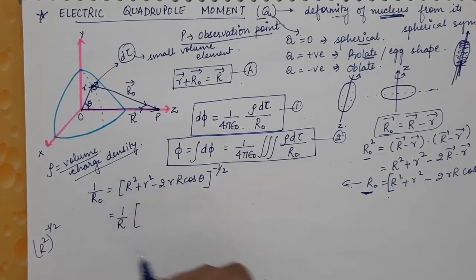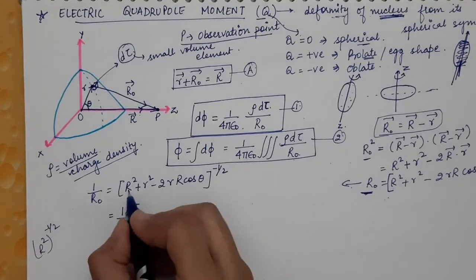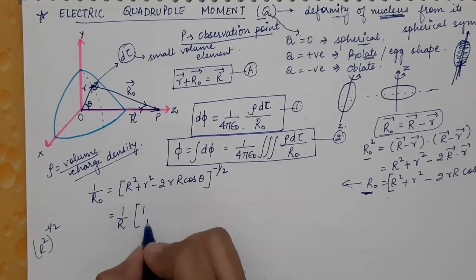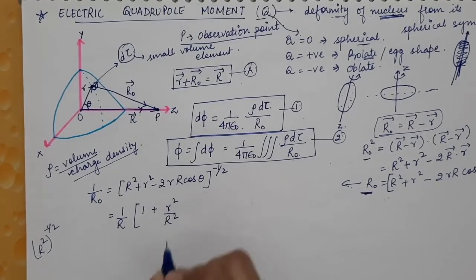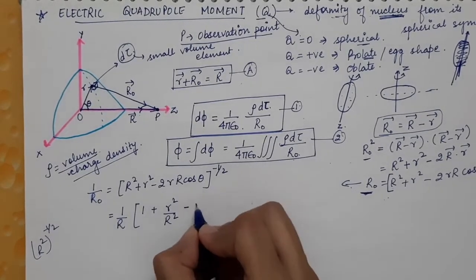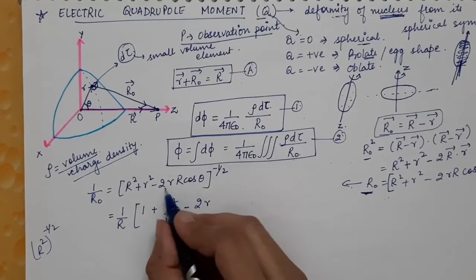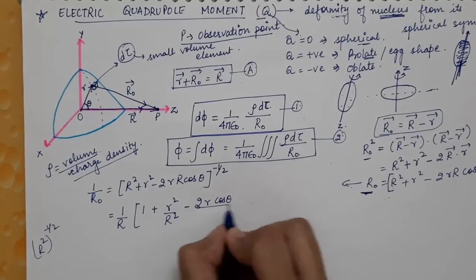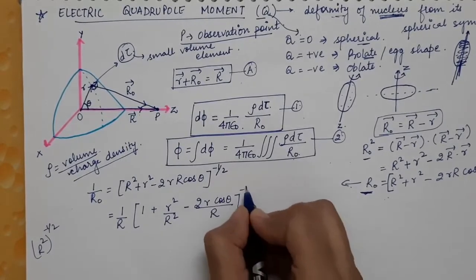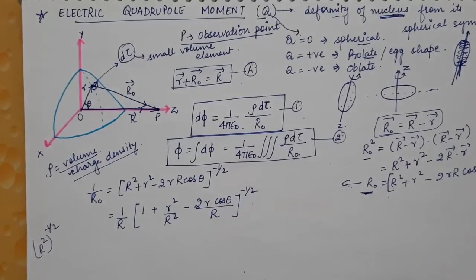So we are taking r square outside the bracket, so the first term will simplify to 1. Then plus r square by capital R square, since we are taking r square common, minus 2r cos theta divided by simply capital R, the whole to the power minus 1 by 2.